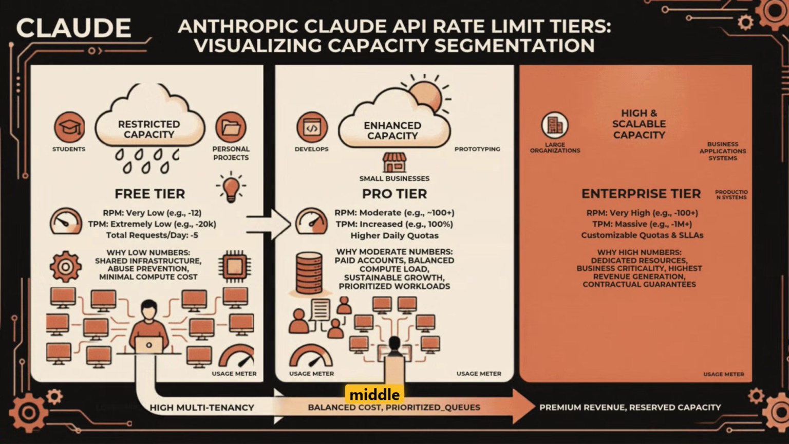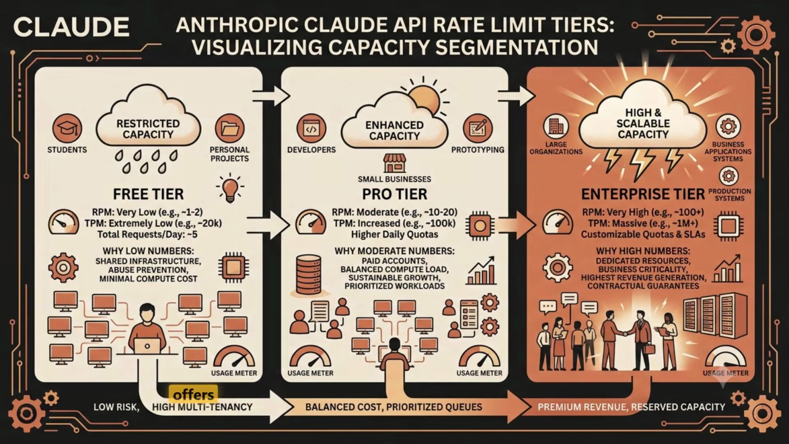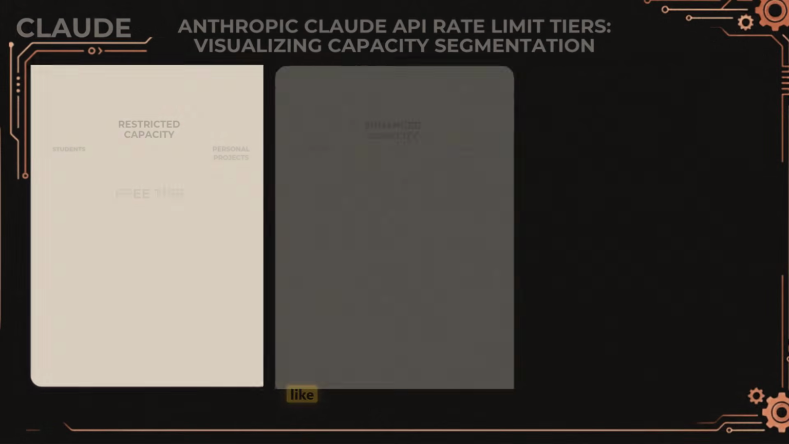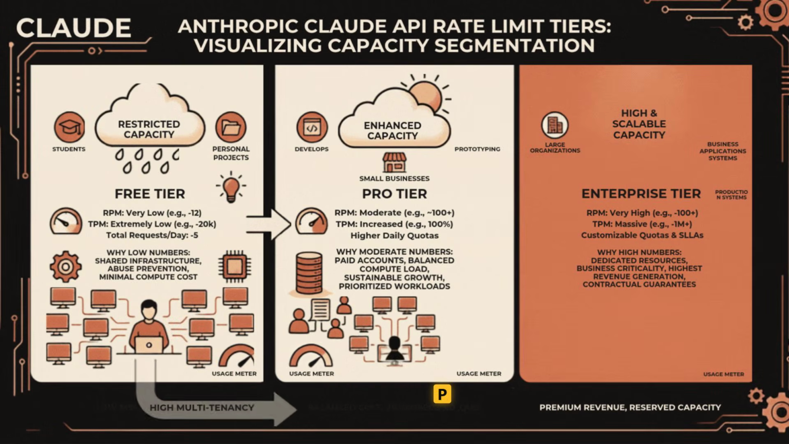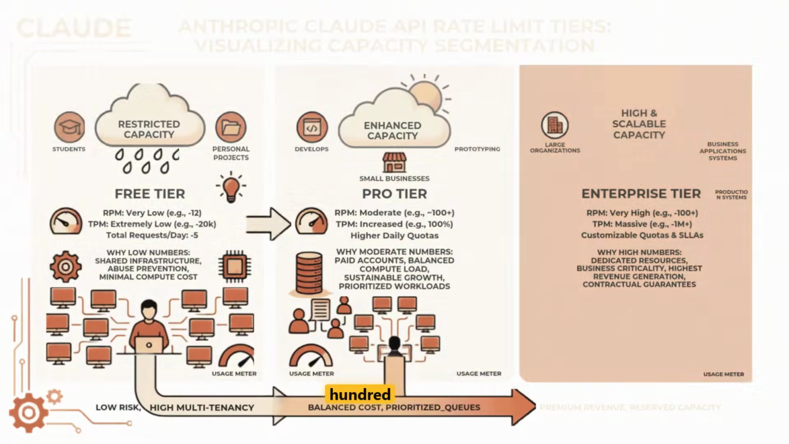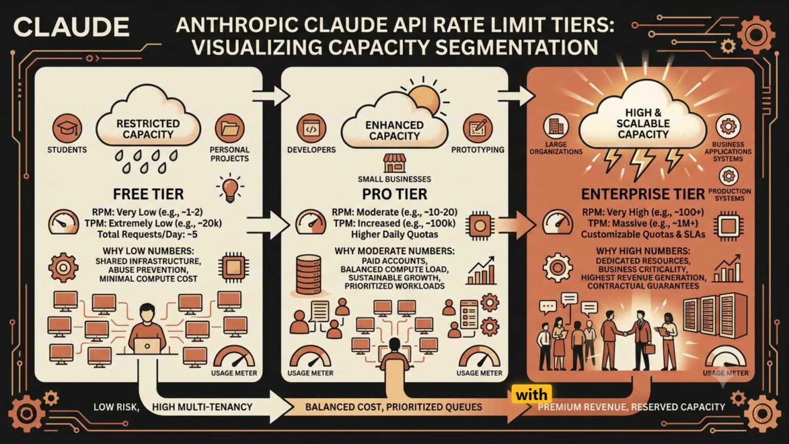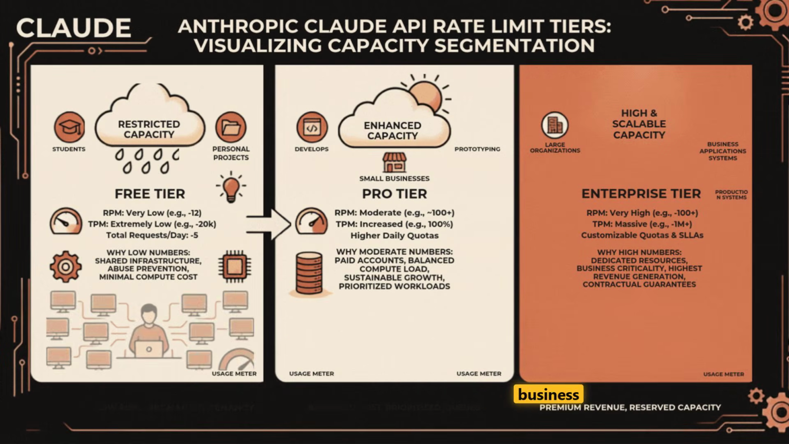Moving to the middle column, the Pro tier offers enhanced capacity for developers, small businesses, and prototyping. The limits scale up to moderate numbers like 10 to 20 RPM and around 100,000 TPM with higher daily quotas. This tier uses balanced compute load and prioritized queues to handle real business usage.